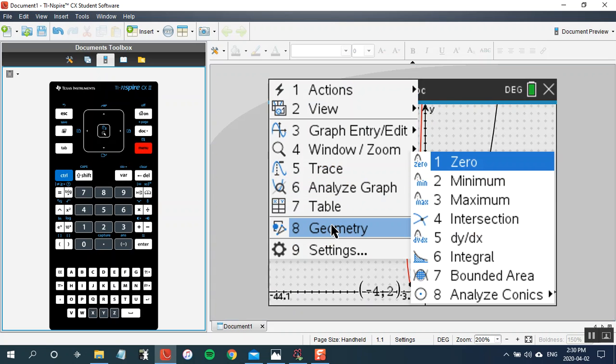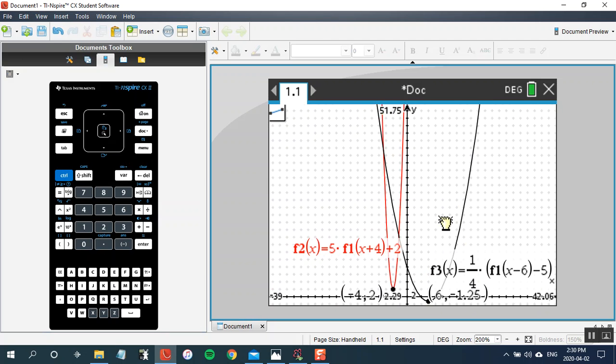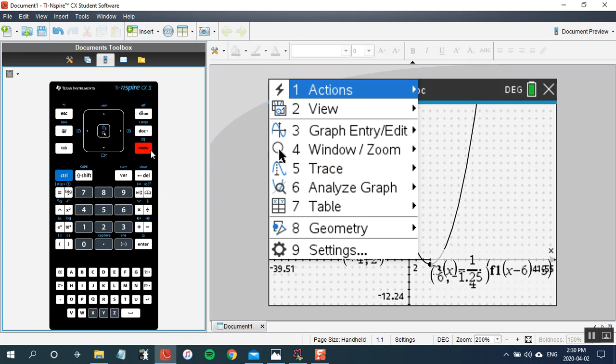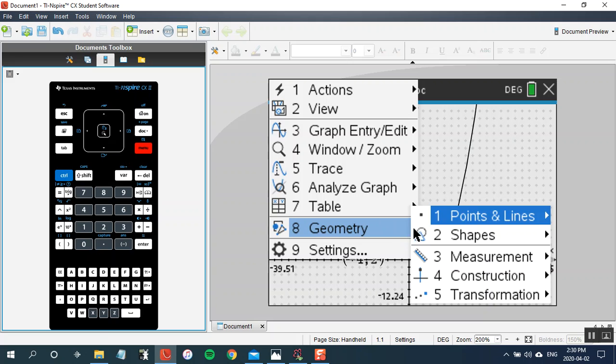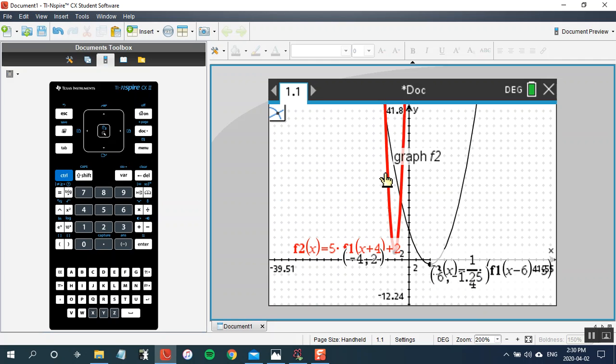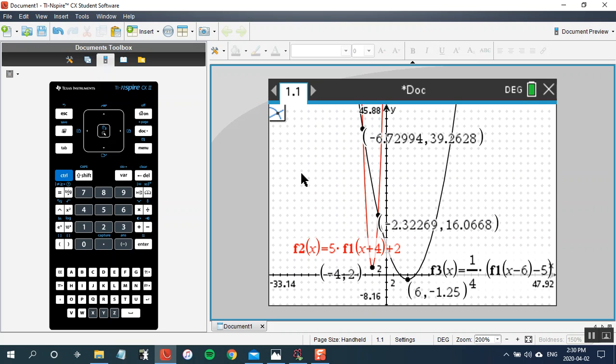I think using the geometry feature, since we're in a document here, and that's under points and lines. And of course I missed that the first time, so we'll hit escape. Try that again. That was under points and lines, and it was number 4, intersection points. And once we click on both of those functions, voila, we see our coordinates showing up on the screen, which now we just have to write down in our written work.